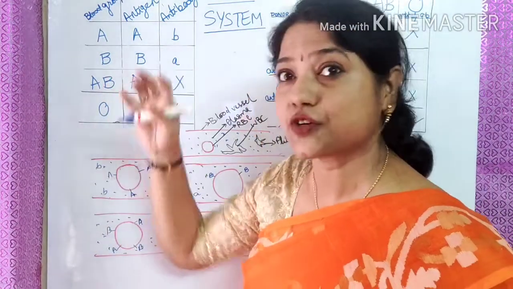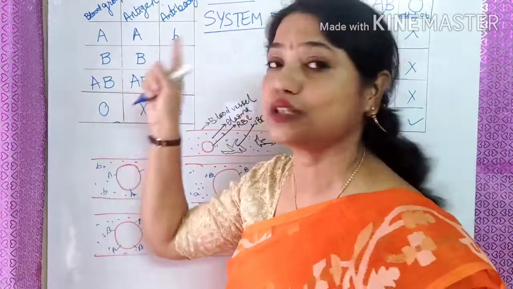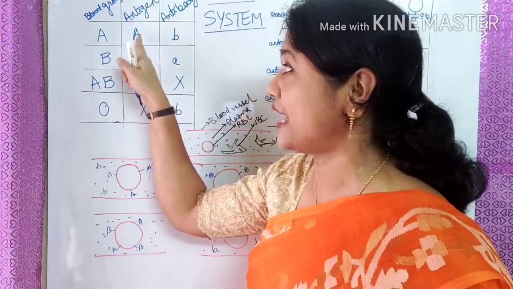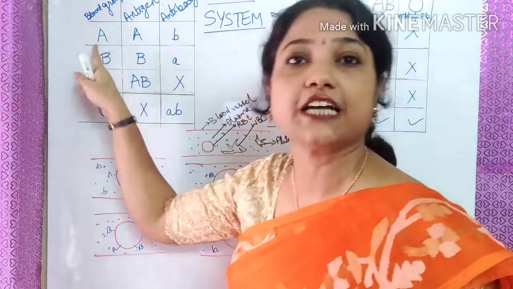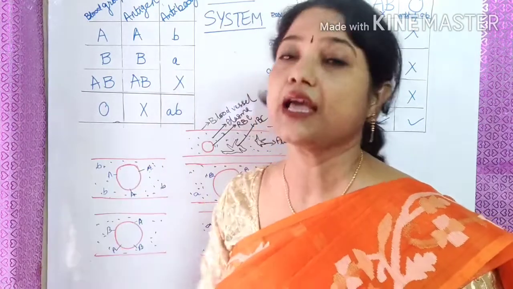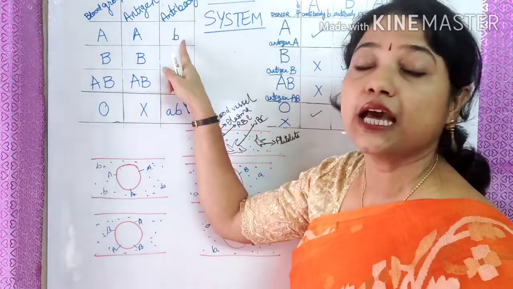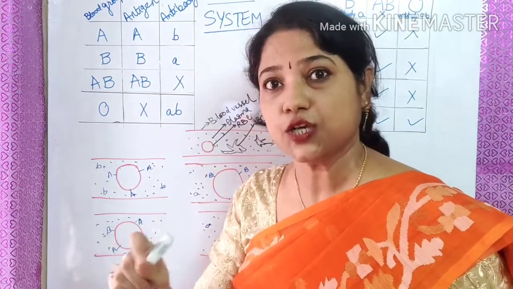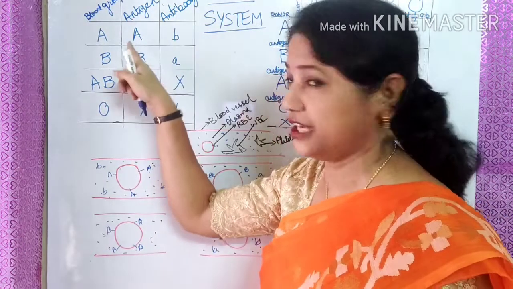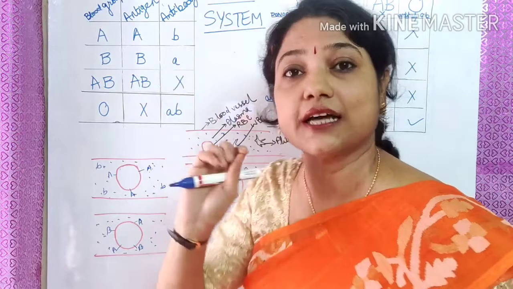So, because blood groups are named according to the antigens present on the walls of RBC, if antigen A is present on the walls of RBC, the blood group of that person will be A. And what will be the antibody present? Antibody B will be present in the plasma of that blood. So remember, antigen A will reside with antibody B in the blood.